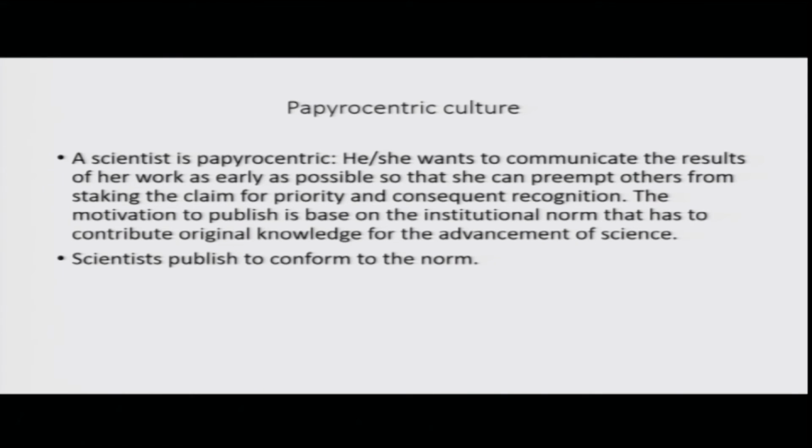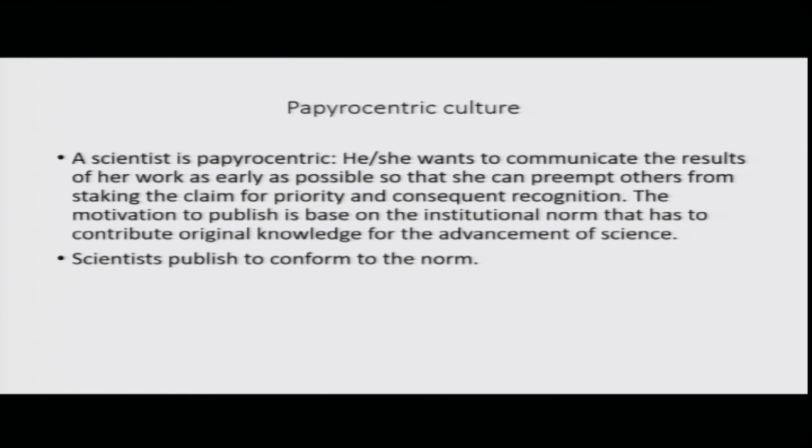The motivation to publish is based on the institutional norm to contribute to original knowledge for the advancement of science. That is, a scientist is compelled to do original research and publicize this as early as possible so that others do not do this kind of work and get the recognition for the same kind of work.